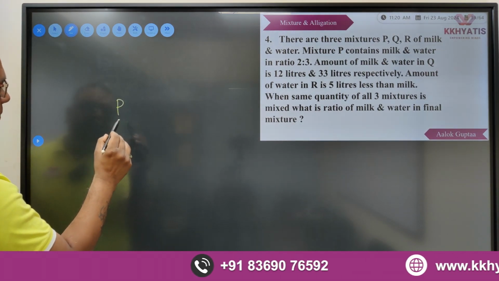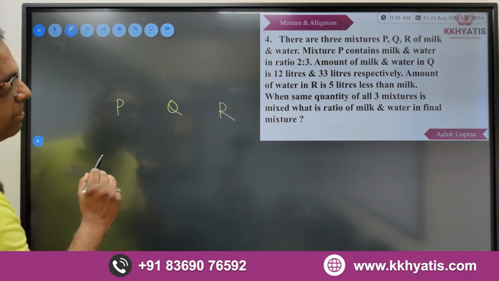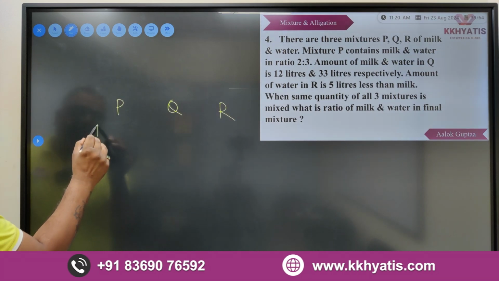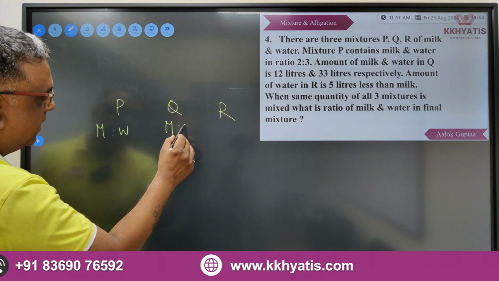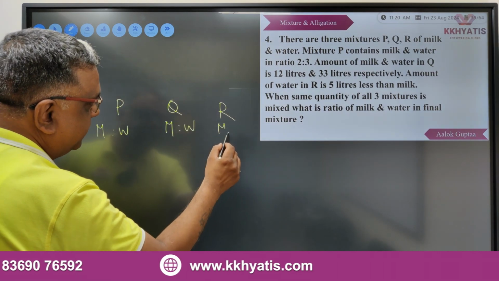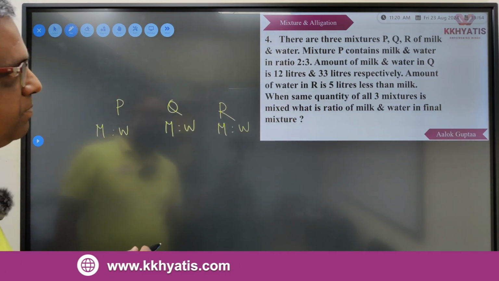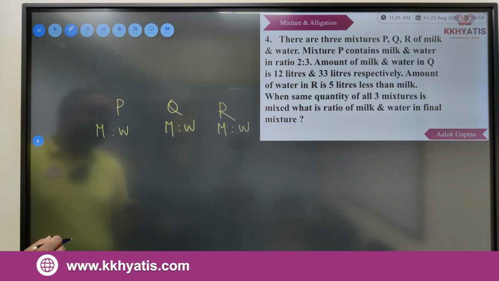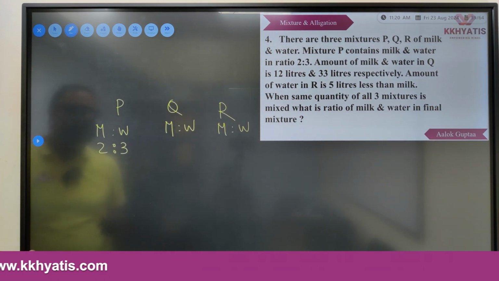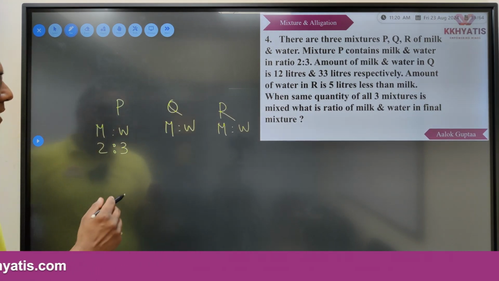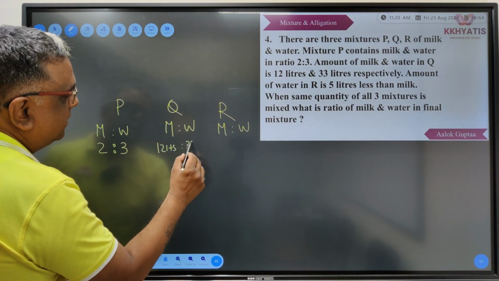So I'll have P, I have Q and I have R. I have milk here, I have water here. I have milk here, I have water here. I have milk here, I have water here. In first mixture P, the ratio is 2:3. In second, I am being given actual quantities 12 liters and 33 liters.